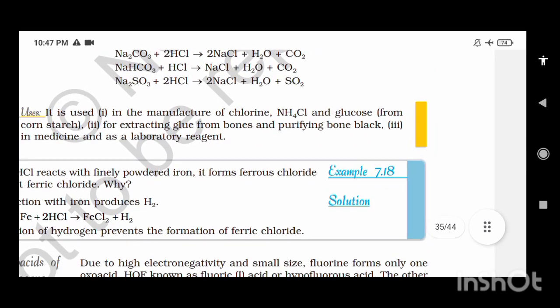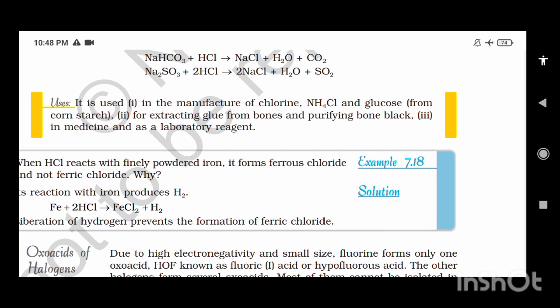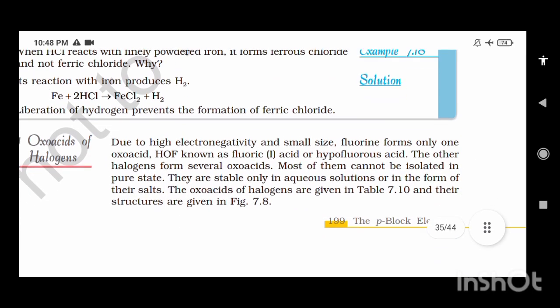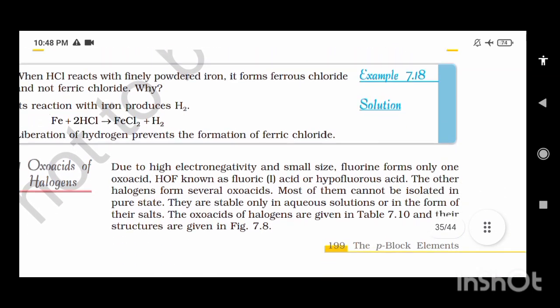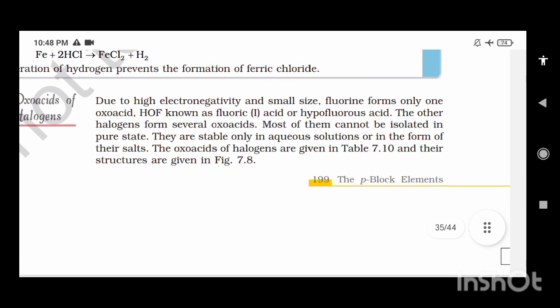Uses: it is used in the manufacture of chlorine, NH4Cl, glucose, for extracting glue from bones and purifying bone black. Also used in medicine and as a laboratory reagent. Oxoacids of the halogens. Due to the high electronegativity and small size, fluorine forms only one oxoacid, HOF, known as fluoric acid or hypofluorous acid.